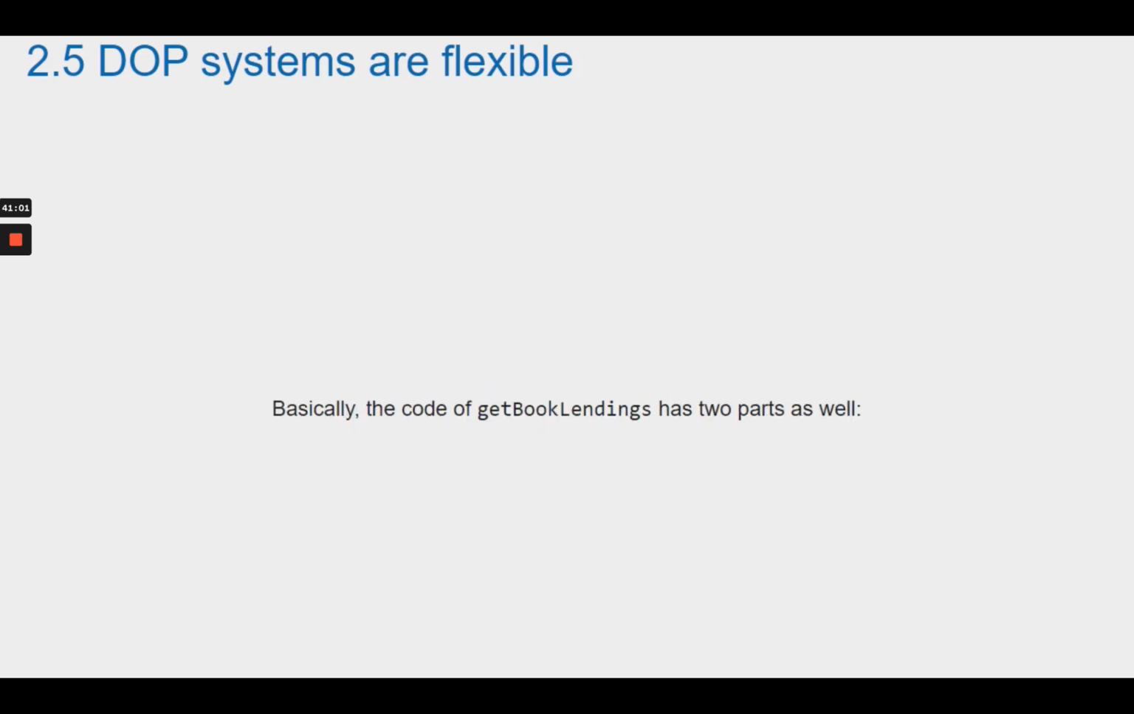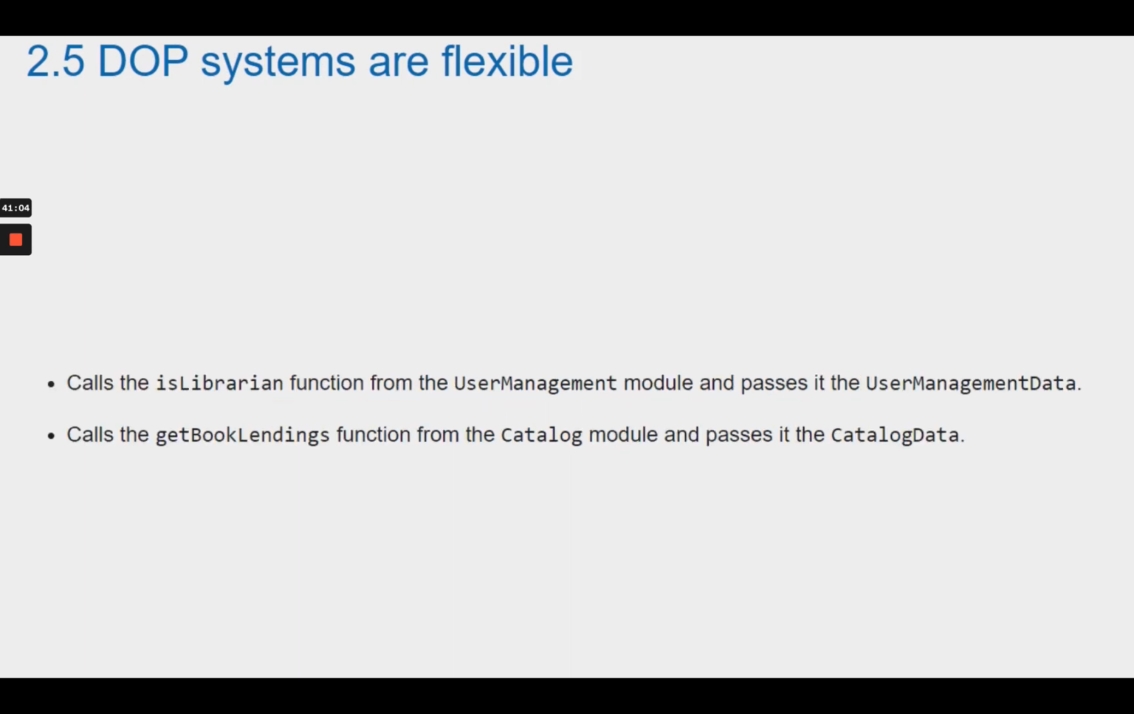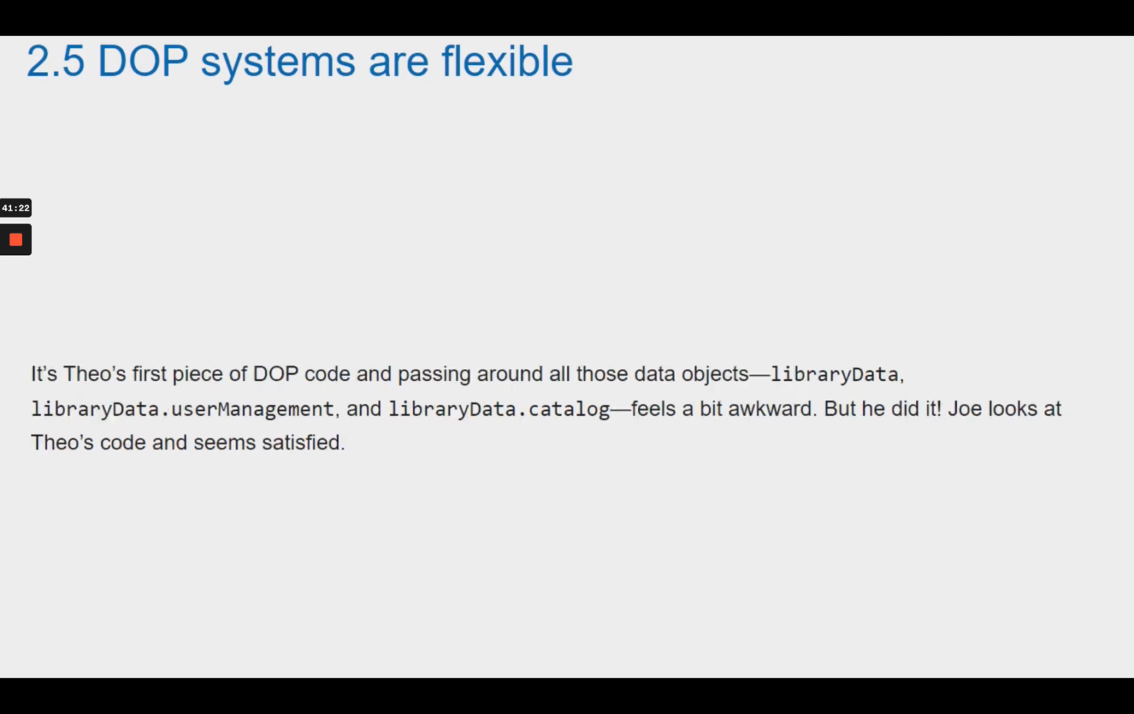Basically, the code of Get Book Lendings has two parts as well. Calls the isLibrarian function from the user management module and passes it the user management data. Calls the Get Book Lendings function from the catalog module and passes it the catalog data. It's Theo's first piece of DOP code, and passing around all those data objects, library data.usermanagement and library data.catalog, feels a bit awkward. But he did it. Joe looks at Theo's code and seems satisfied.